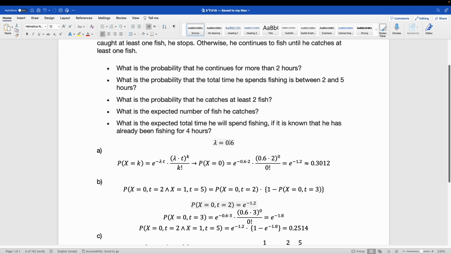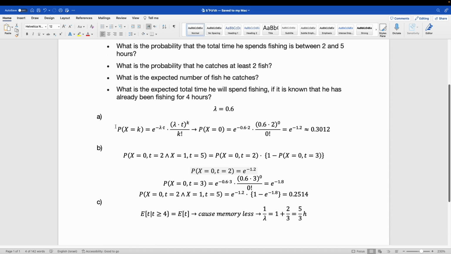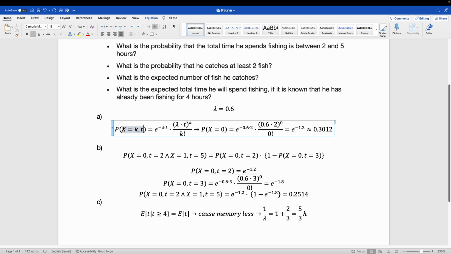So we know that the rate lambda is 0.6, meaning we can just plug it into the formula where P(X = k), the number of fish you catch is k up to time t, is e to the power of minus lambda t, multiplied by (lambda t) to the power of k, divided by k factorial. So now we just plug in our actual numbers. Here t equals 2, and we can easily deduce the following answer.